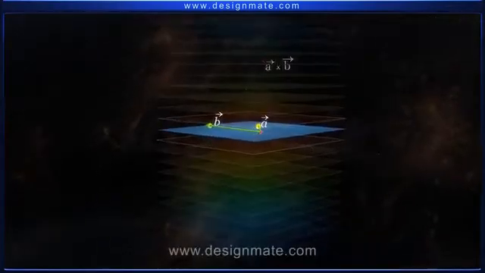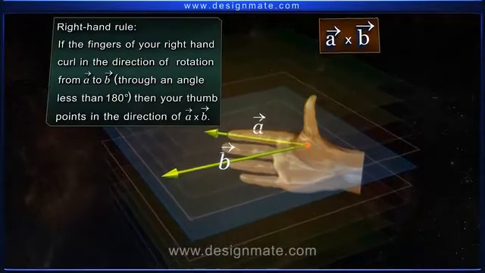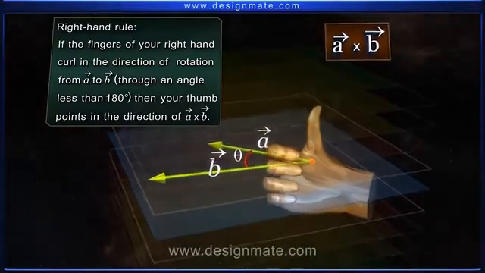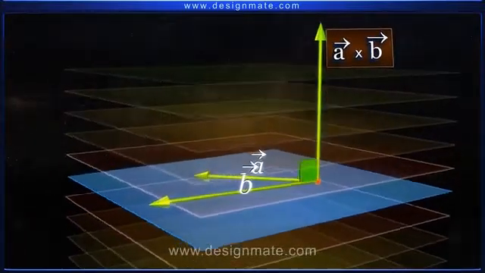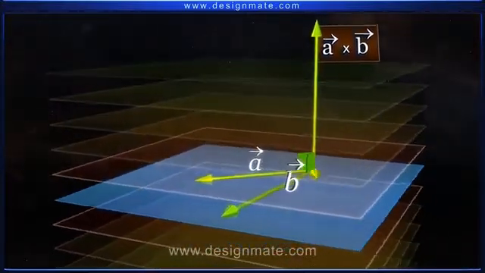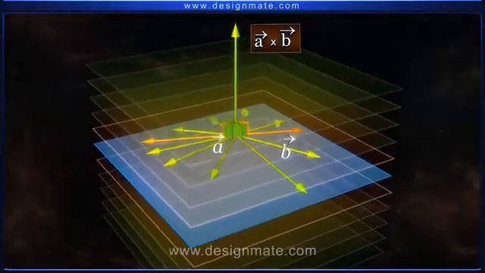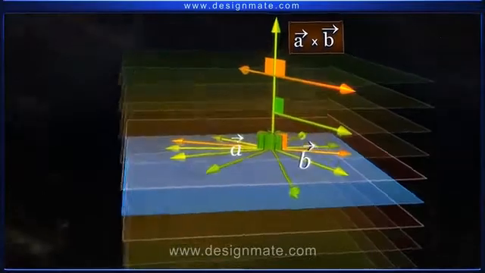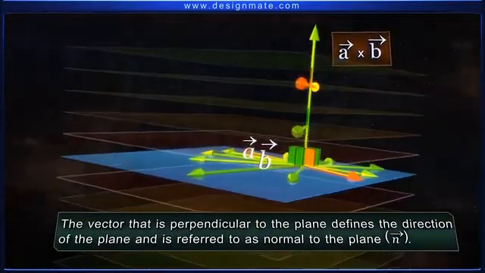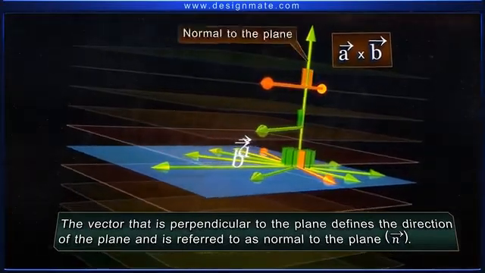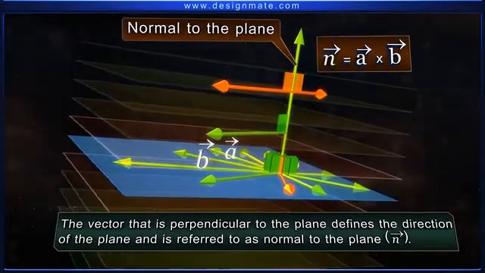The vector or cross product of two such vectors gives a vector, and its direction is given by the right-hand rule. This vector is perpendicular to both the vectors. It is also perpendicular to any vector or line in the plane or parallel to the plane. This vector that is perpendicular to the plane defines the direction of the plane and is referred to as normal to the plane. It is denoted by vector n.